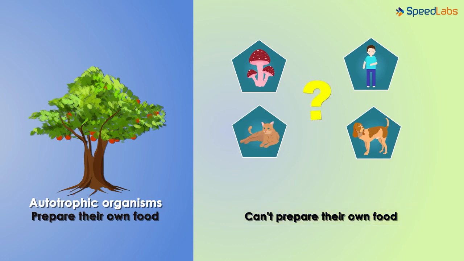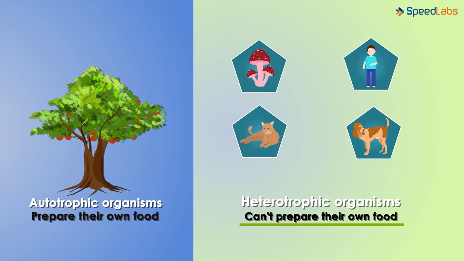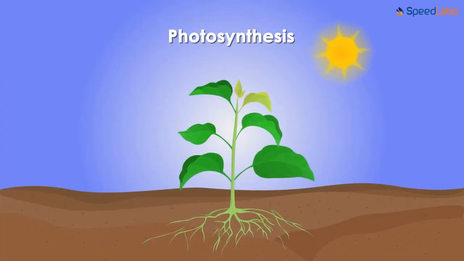Can you guess what these types of organisms are called? Yes, they are called heterotrophic organisms. Heterotrophs are those organisms which are unable to synthesize their own food. However, before learning about heterotrophs and their mode of nutrition, we need to understand how autotrophic organisms make their food. Let's discuss green plants and the process of photosynthesis in the upcoming video.